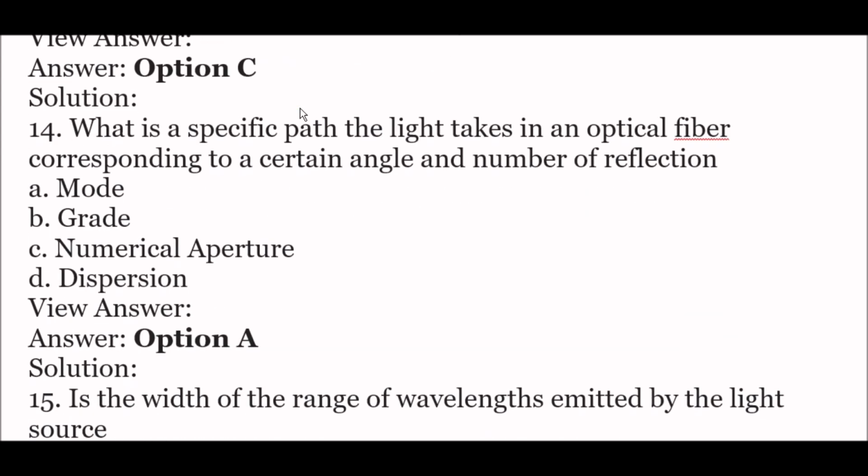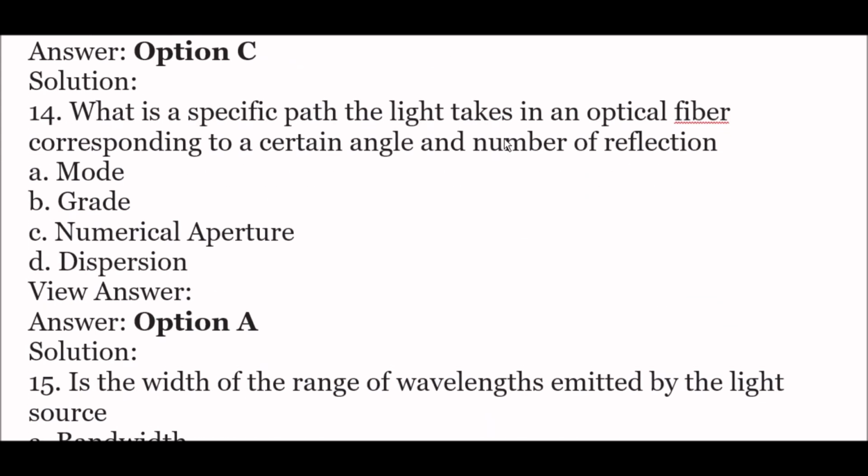Next question. What is a specific path the light takes in an optical fiber corresponding to a certain angle and number of reflections? Option A, mode. Option B, grade. Option C, numerical aperture. Option D, dispersion. Right answer is option A, mode. Okay. Mode is a specific path the light takes in an optical fiber corresponding to a certain angle and number of reflections.